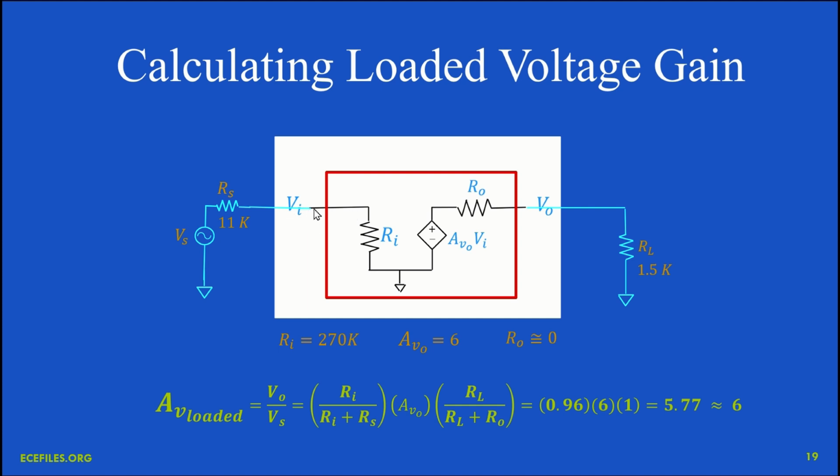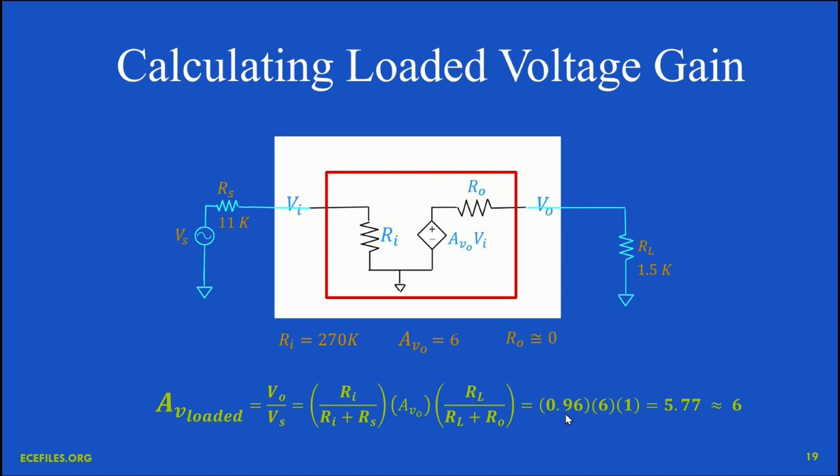Then this signal Vi on this node is multiplied by 6, which is AV0. And at the output, we have another voltage divider. Fortunately, it's not much at all because we said this Rout is close to 0. So the expression is RL over RL plus Rout. And if Rout is 0, then you have RL over RL, and that's just 1. So that's the third term here.